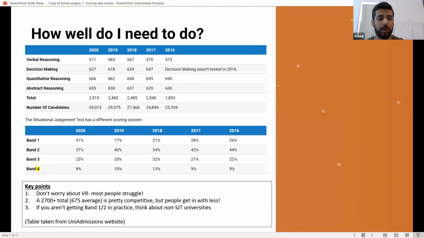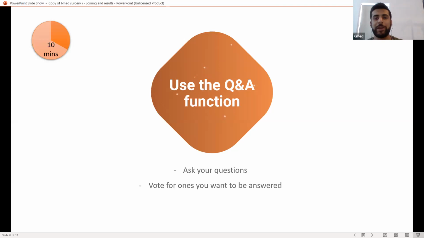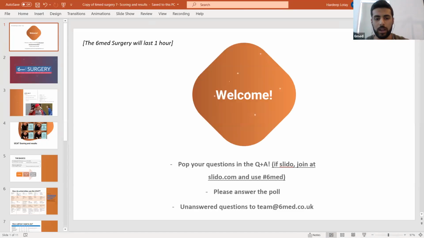So that's the scoring aspect. I didn't want to go through the basics that you guys know about, 300 to 900, etc. So I will now transfer over to Slido.